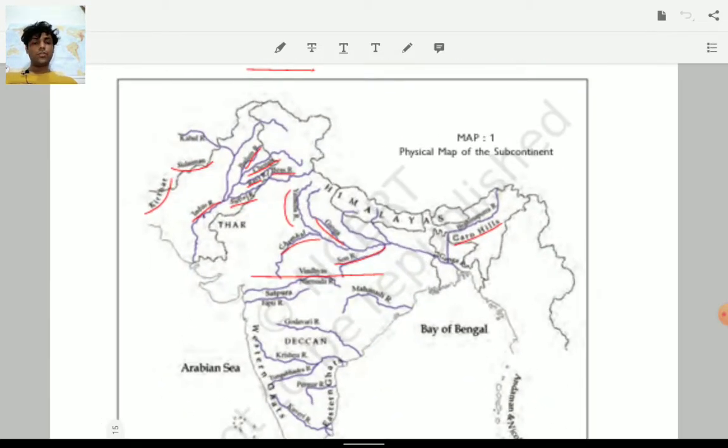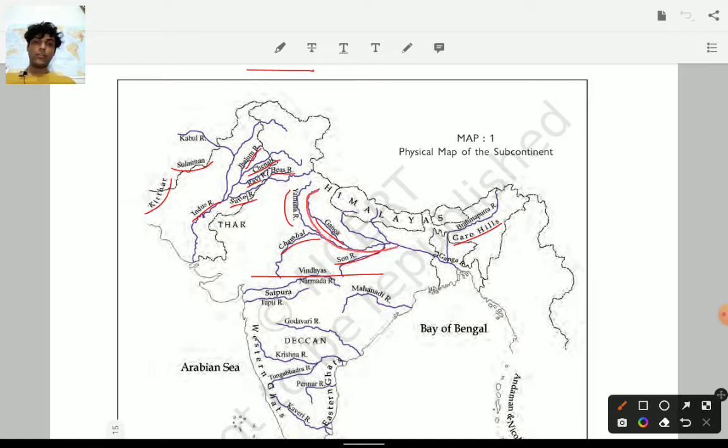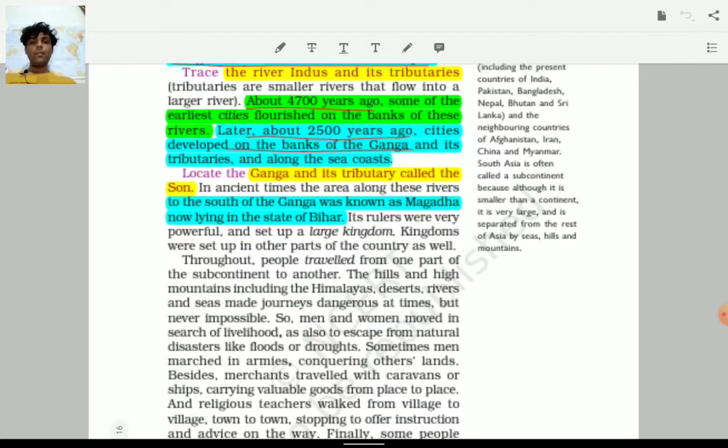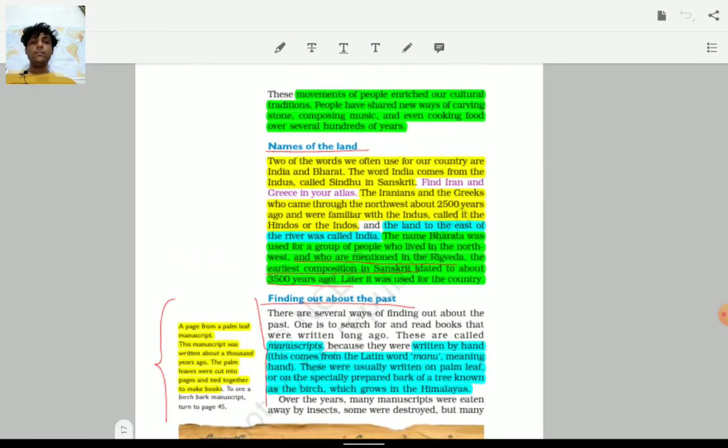So let me show you the Ganga and its tributaries. Look at this. Here is the Ganga, flowing, and the Son, which NCERT is referring to, and south of it, somewhere here, was the Magadhan Empire. It flourished on the bank of the Son. So let us move ahead.